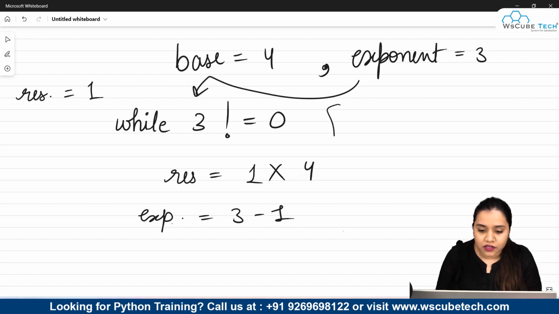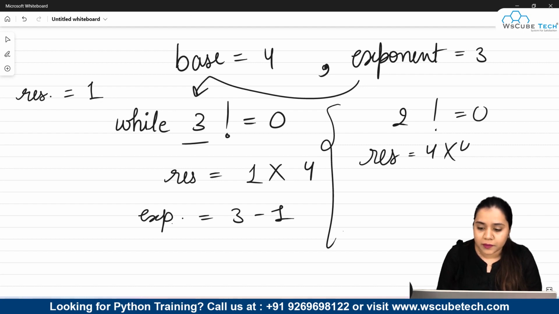So after this iteration, what would happen? This 3 will become 2. The exponent will become 2. So while exponent is not equal to 0, again now, what is the result? The result's value is 4. So 4, that means the result's value is what?